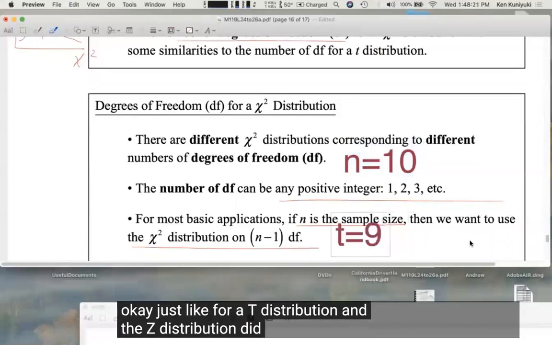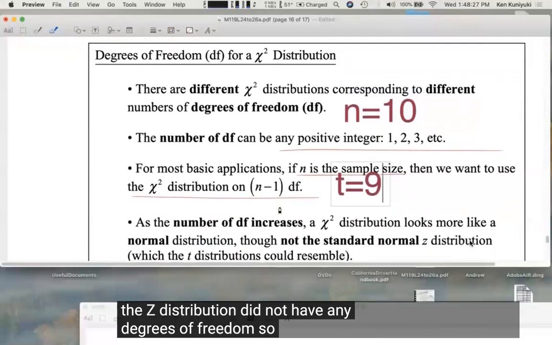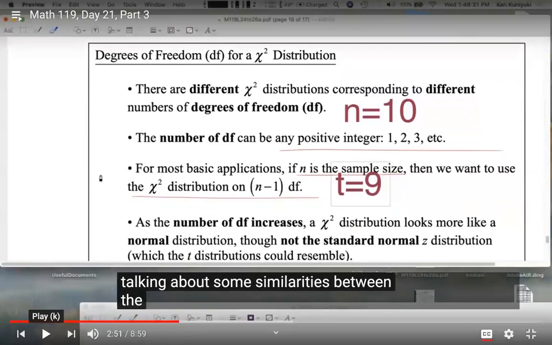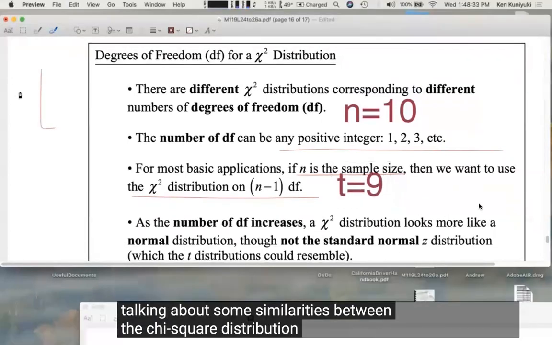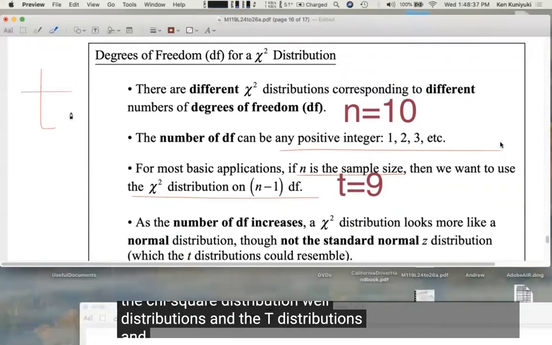And the Z distribution did not have any degrees of freedom. So far, I've been talking about some similarities between the chi-square distributions and the T distributions. But I think I meant DF equals 9. If the sample size n is 10, the number of degrees of freedom, DF, is 9 in the chi-square distribution.